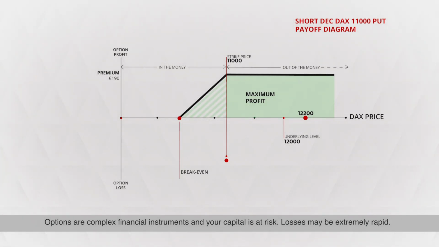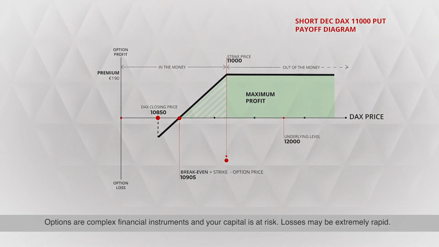When you sell a put, your break-even is equal to the strike minus the option price. That's the same whether you're buying or selling. In this case, it's 11,000 minus 95, or 10,905. Let's say the market falls below the strike to say 10,850 at expiry.